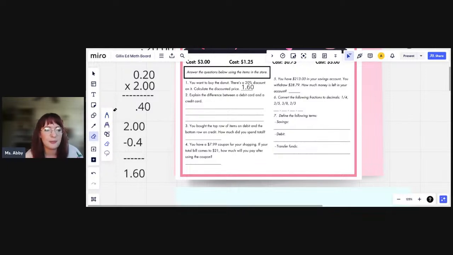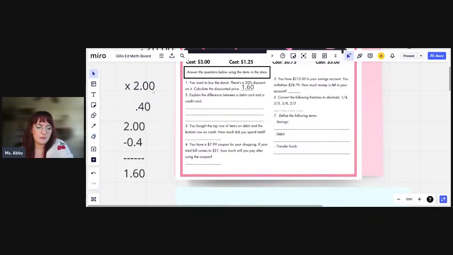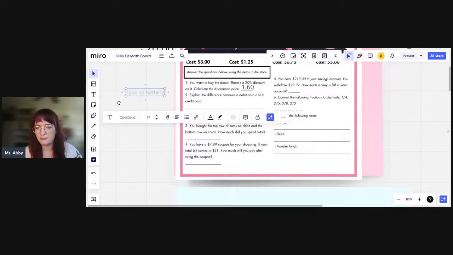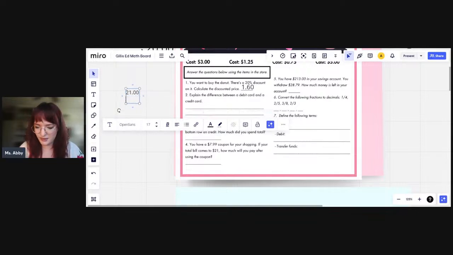All right, so I'm going to erase some of this work over here so we have more room to work. And then we're going to move on to the next problem. So it says you have a $7.99 coupon for your shopping. If your total bill comes to $21, how much will you pay after using the coupon? So again, this one is just going to be a subtraction problem. And all you do for this one is $21 minus $7.99.